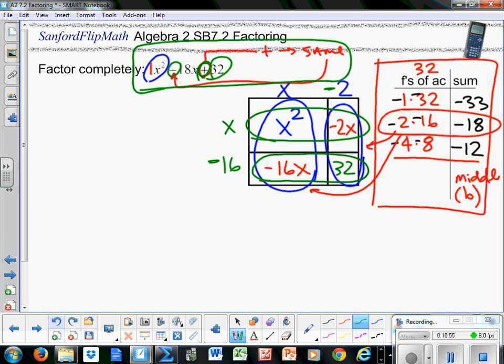Now let's just double check what's going on. If I do some multiplying, x times x is x squared. x times negative 2 is the negative 2x. This sign was negative. It has to work there. Same thing in the bottom row. Negative 16 times x, it worked. Negative 16 times negative 2 is positive 32. And we're done. All we have to do now is answer the question.